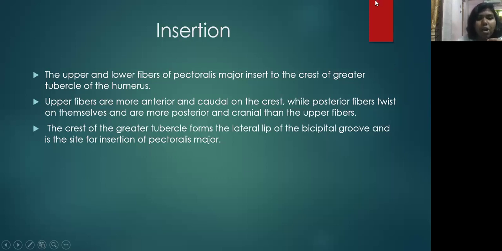The upper and lower fibers of pectoralis major insert into the crest of the greater tubercle of the humerus. Upper fibers are more anterior and caudal on the crest, while posterior fibers twist on themselves and are more posterior and cranial than the upper fibers. The crest of the greater tubercle forms the lateral lip of the bicipital groove and is the site for insertion of pectoralis major.